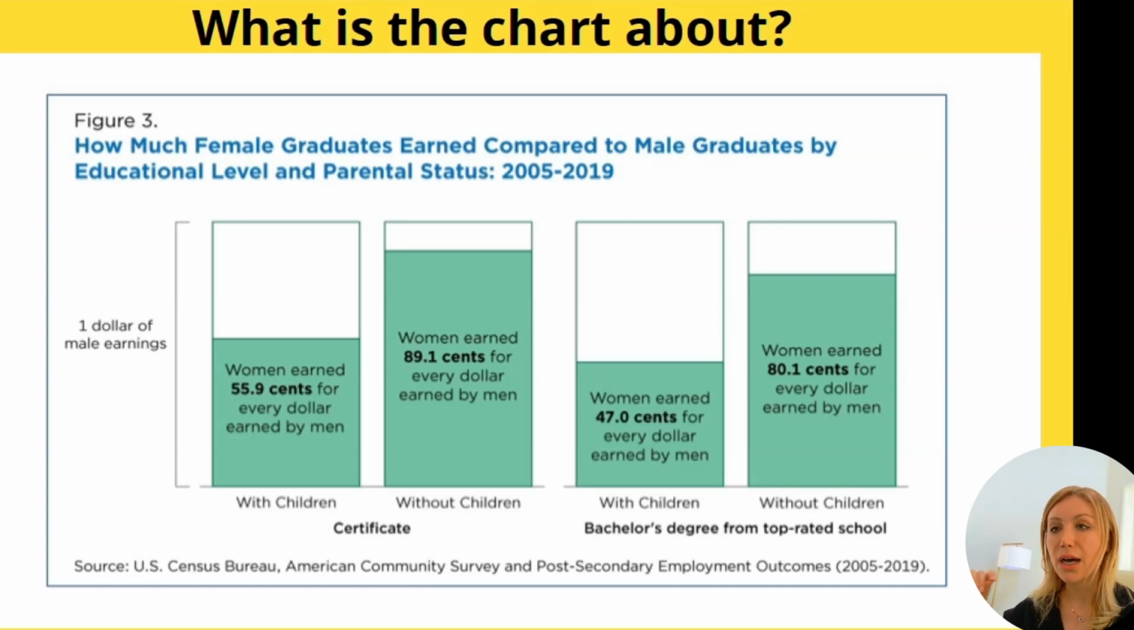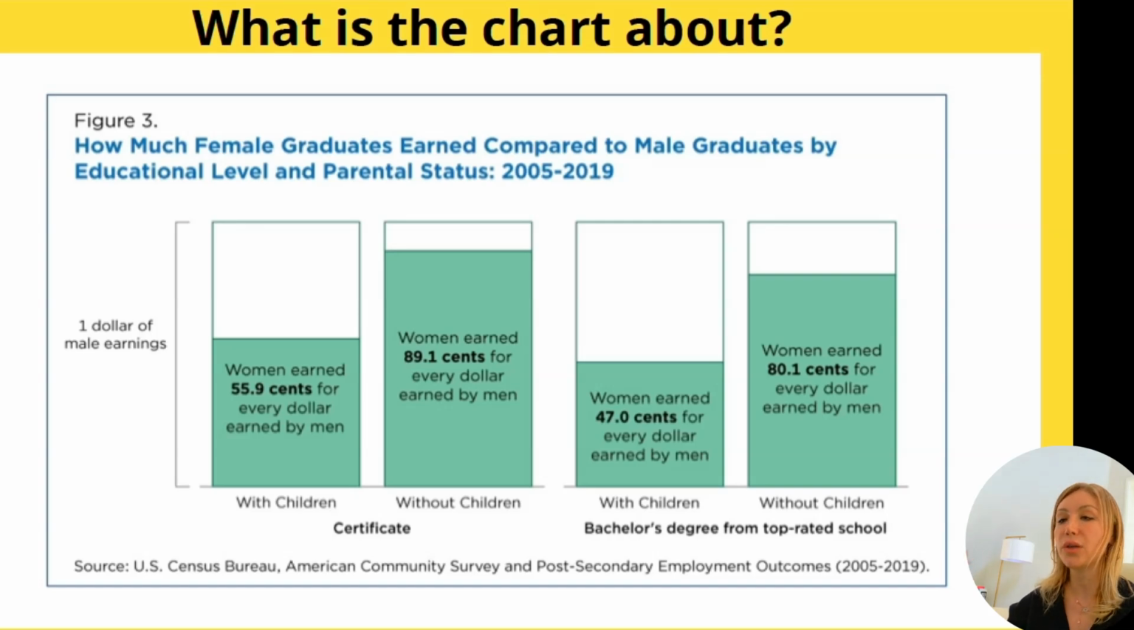So we have, again, the $1 of male earning as the reference point. And how does this gap change by the education level and the parental status? So now we added another variable, okay? And the chart sets men's earning at $1 as the reference point, which is fine, but we just need to be aware, right? What's the baseline? And it then shows how much women earn per dollar earned by men, broken down by education and whether women have children.